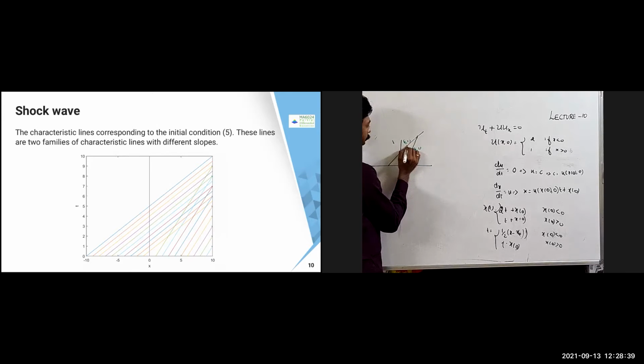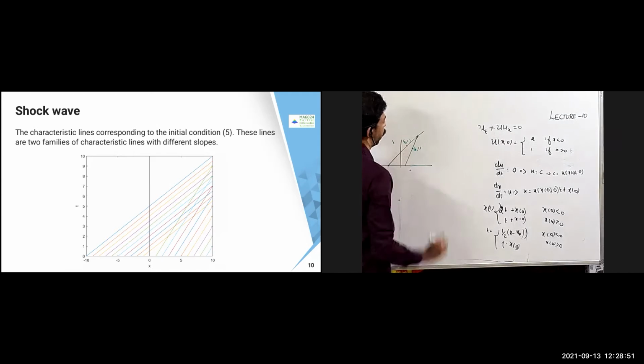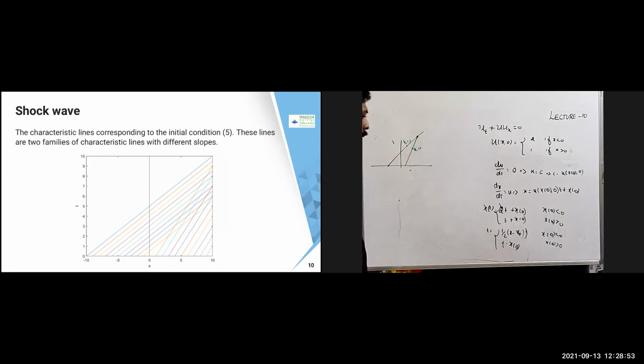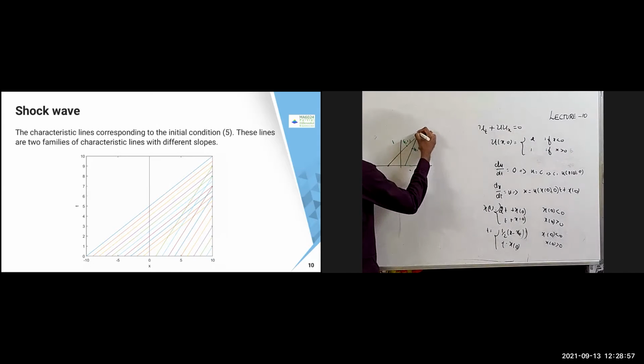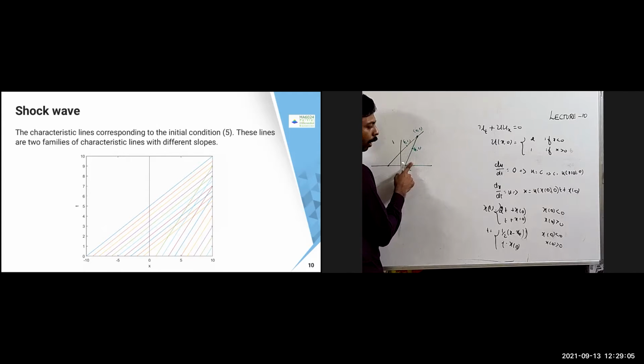Now suppose this is my x comma t. Then I can say where the curve started from. I can back trace and find out where this was started from. I can locate where the curve started. Now suppose this is my x comma t in this intersection. The question is whether the curve started from the black color or the green color.